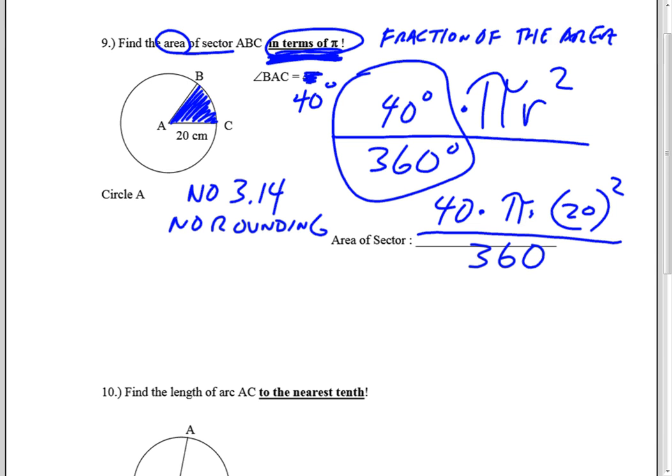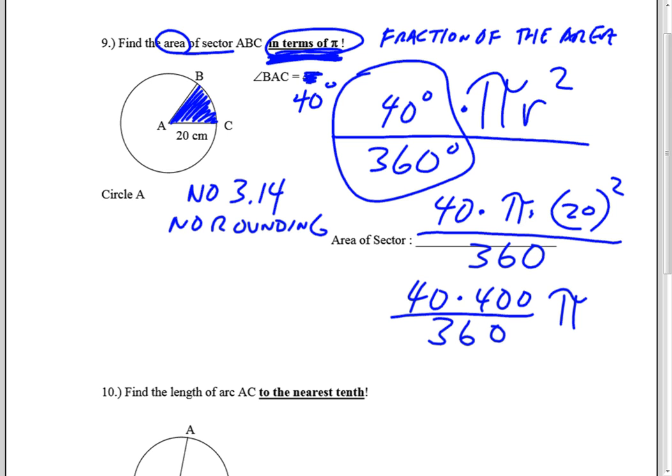When we leave that in the problem, I'm going to move things around. Put 20 squared right here. Put the 360 here. When I keep that in there, it's still exact, because I haven't rounded, I haven't put in an approximation for pi. I don't want this to be decimal either. I'd like this to be just a reduced fraction.